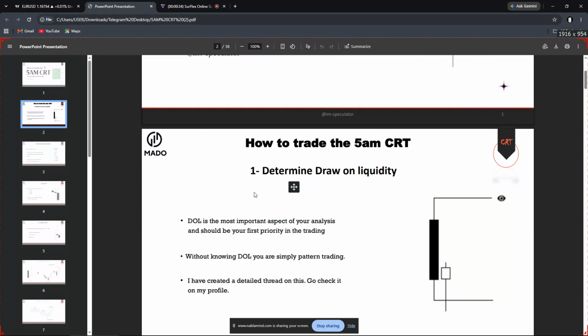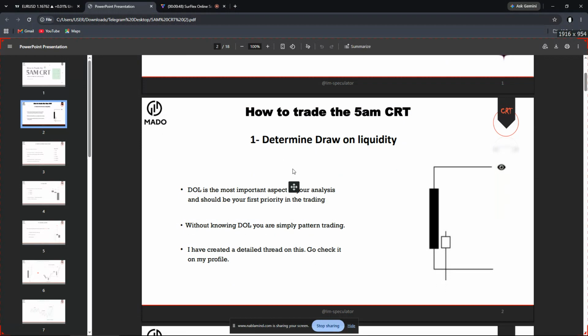Today, we have a particular PDF guide here that I just mapped out for you guys so that you can know how to catch this simple 5 a.m. CRT setup on a daily basis. The 5 a.m. CRT setup is a setup that happens during the New York 5 a.m. session. It is a particular time where liquidity is taken, and we are expecting a reversal from either the buy side liquidity or the sell side liquidity.